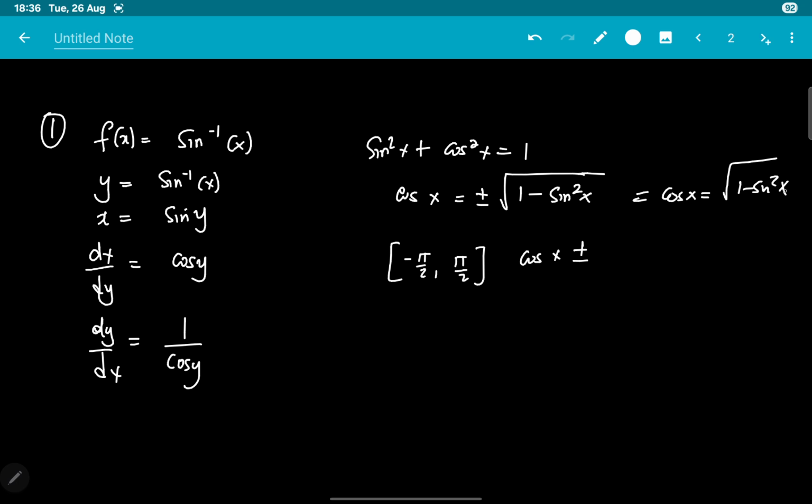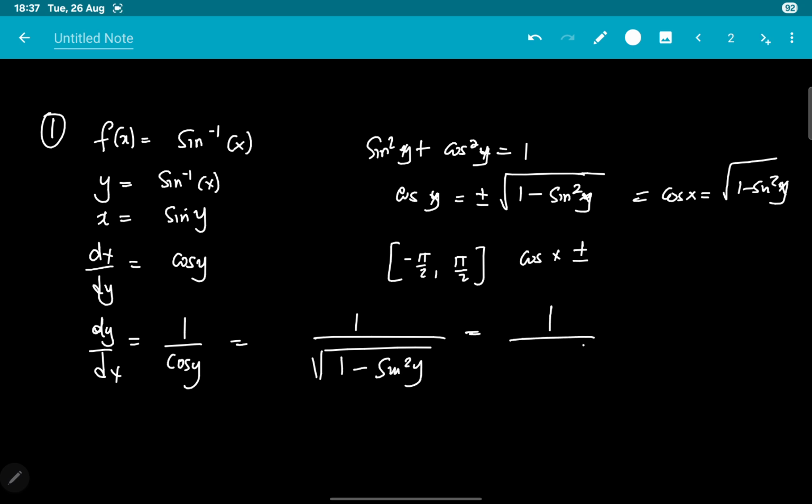1 minus sine squared y. But from the beginning, what is sine y? In our case, sine y is actually x. Meaning what we have here is 1 over root of 1 minus sine squared y, that is 1 over root of 1 minus x squared. And you are done.